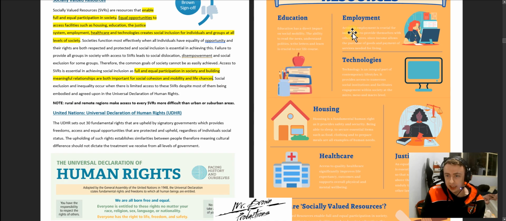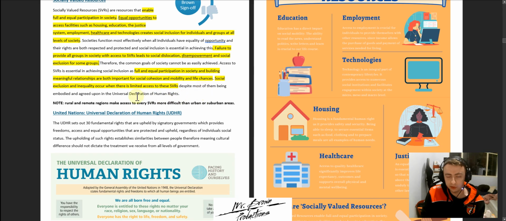Because if you're lacking in these areas, as we looked at with our reading, you experience marginal social exclusion. But if you lack access in 2 or more, you are experiencing deep social exclusion. Social exclusion and inequality occurs when there is limited access to these SVRs. And you're going to highlight that one there too. And then this one too. I skipped ahead a little bit.